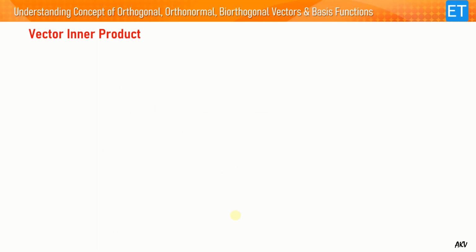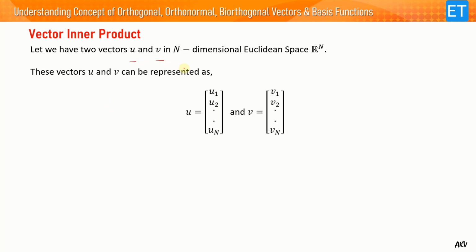First, let me show you what is a vector inner product. So just consider two vectors u and v in n-dimensional space. Let's say the u vector is defined as u1, u2, up to un, and vector v is defined as v1, v2, up to vn. So the inner product of these two vectors is defined by this operator: u transpose times v.